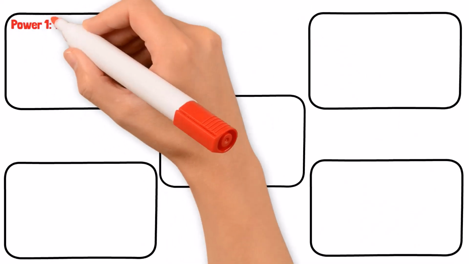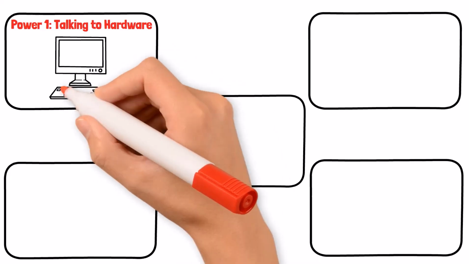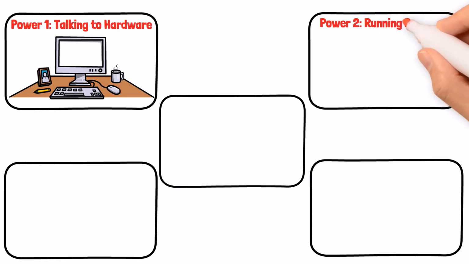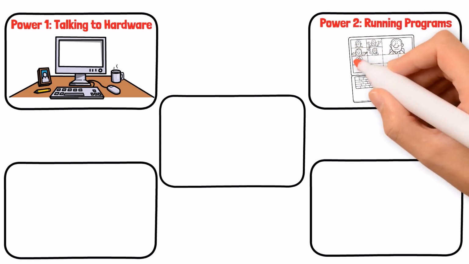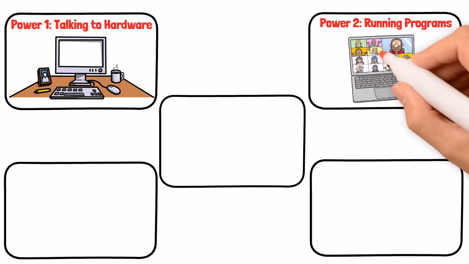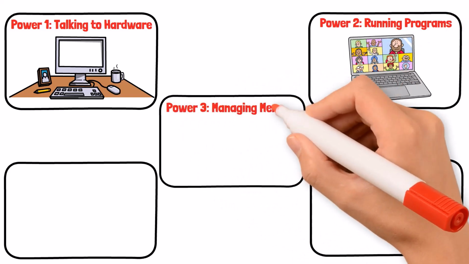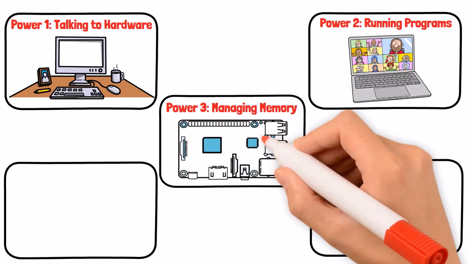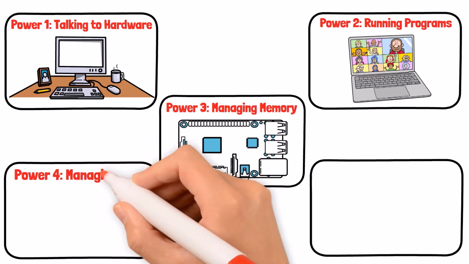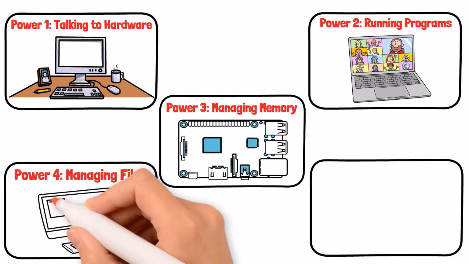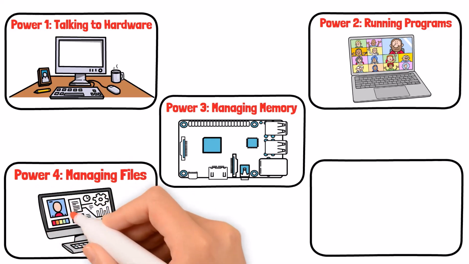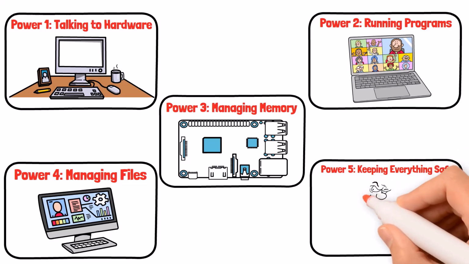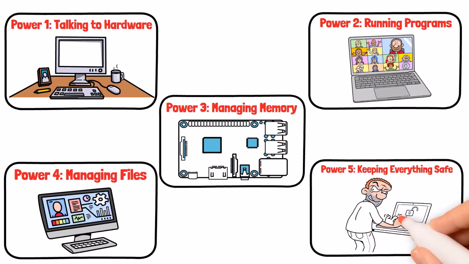Power 1, talking to hardware. The OS tells your computer parts, like the keyboard, mouse, screen, and printer, how to work together. Power 2, running programs. It opens apps like games, browsers, and music players and keeps them running smoothly. Power 3, managing memory. It decides where to store things in your computer's brain, so apps don't fight for space. Power 4, managing files. It helps you save your photos, videos, and homework in the right place and finds them when you need them. Power 5, keeping everything safe. It makes sure only the right people can use the computer and that apps don't harm your system.